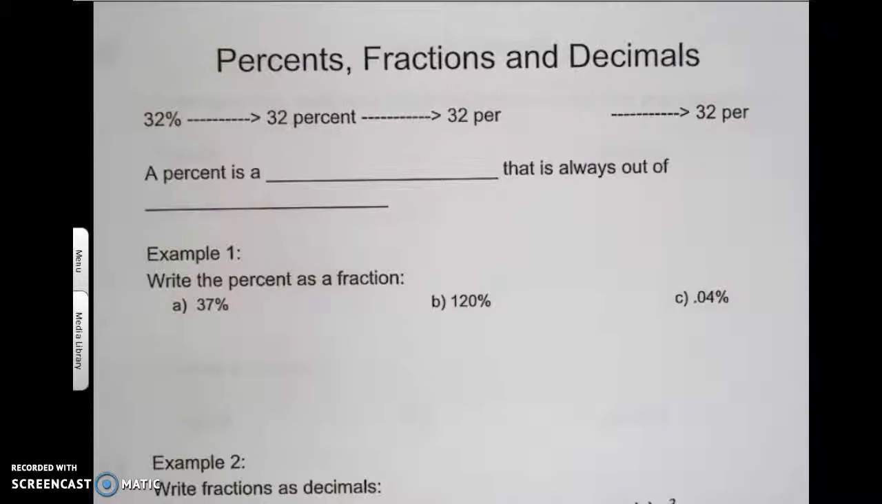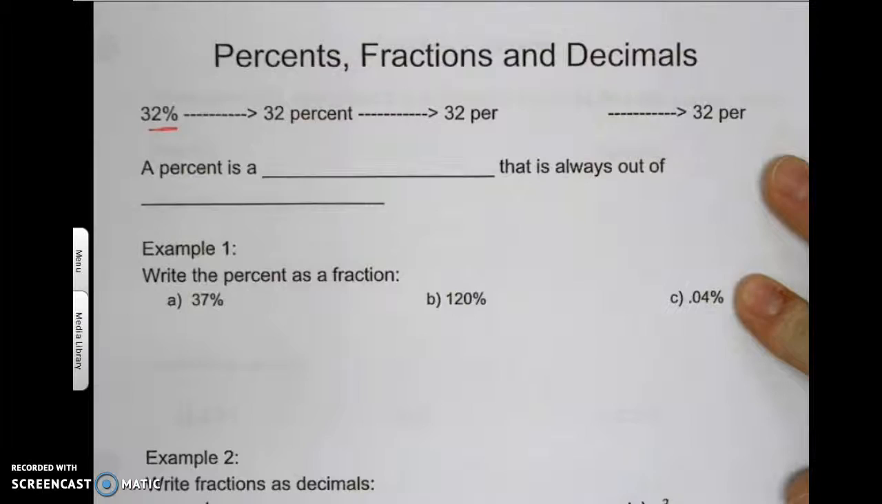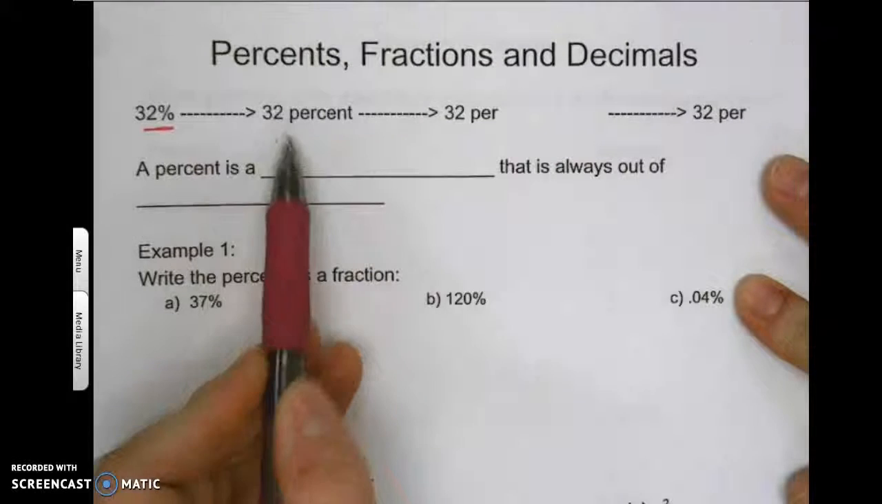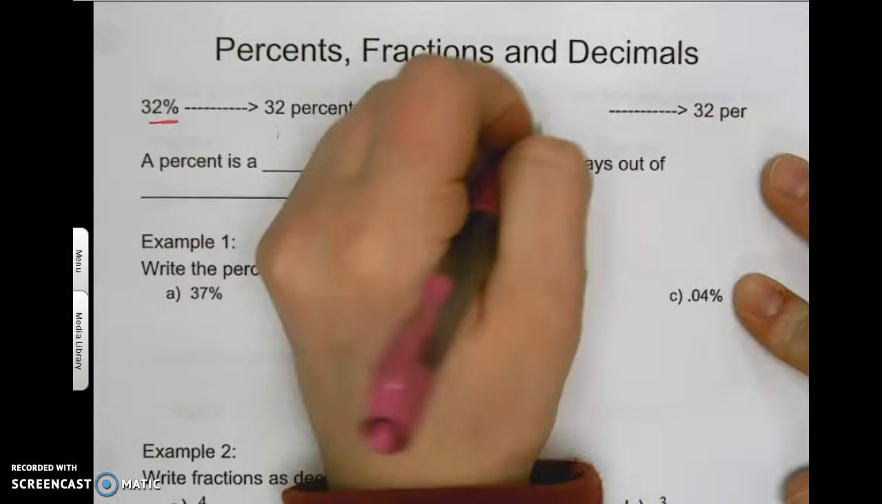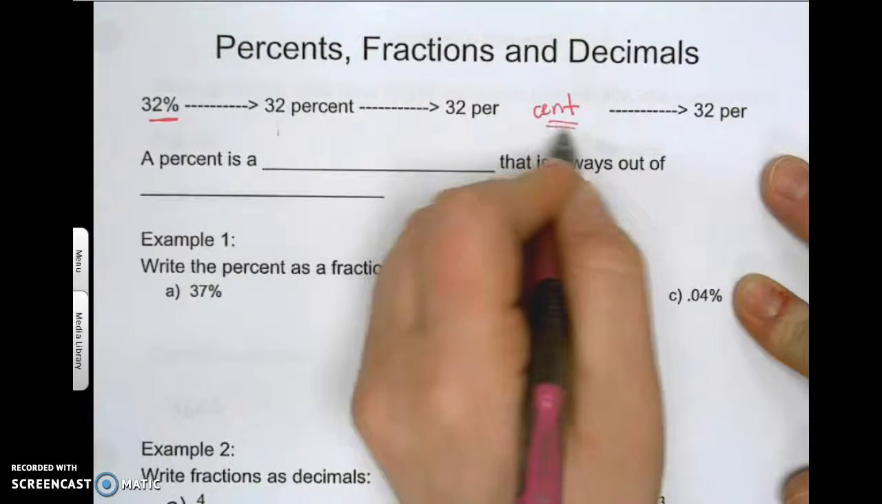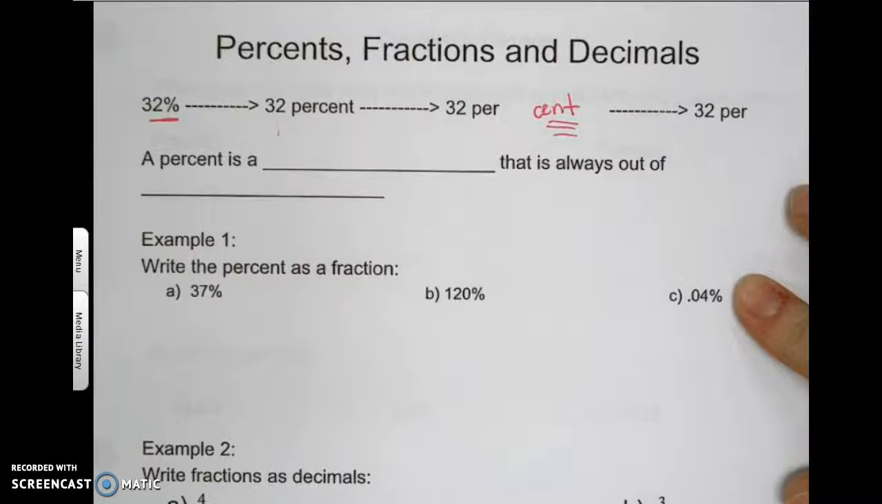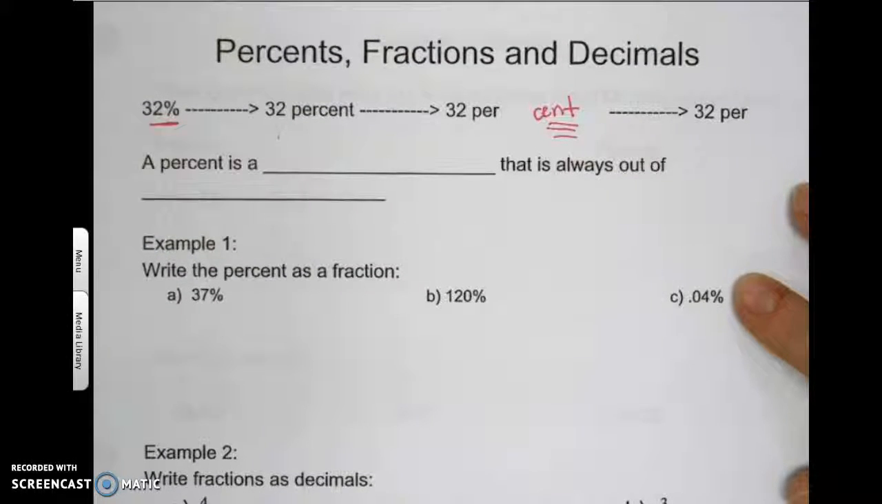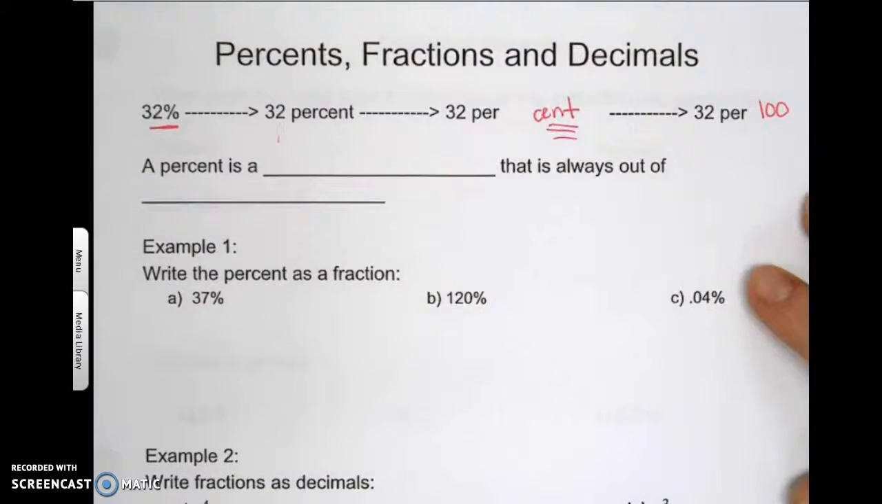All right, we're going to start talking about percents, and basically a percent kind of looks like this. So we're going to break that word down so we can figure out what it actually means. If we were to write it out, we'd get 32%, which ultimately turns into 32 per cent. The word cent refers to 100, like a century has 100 years in it and stuff like that. So when we have 32 per, it's ultimately 32 per 100.